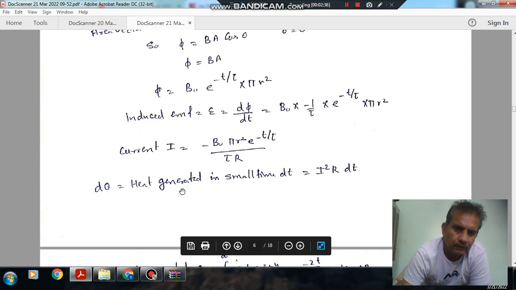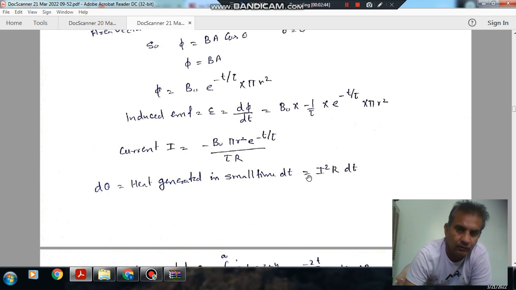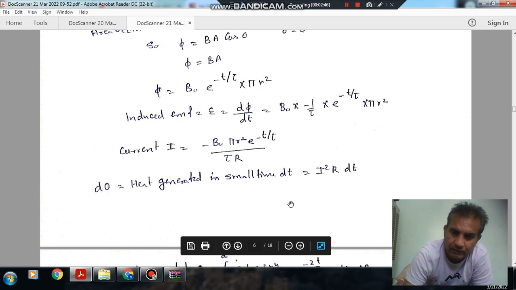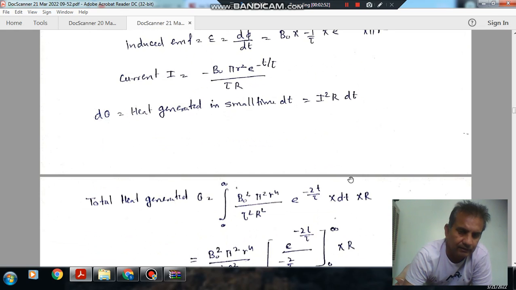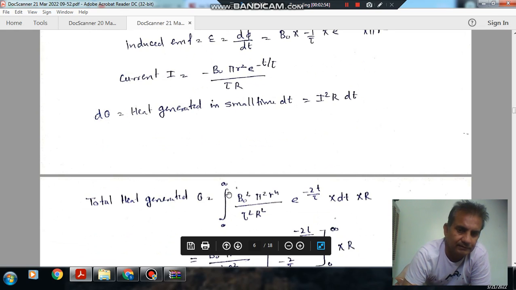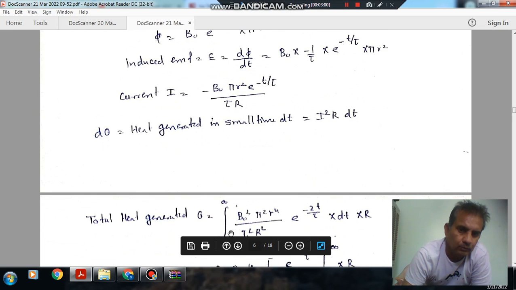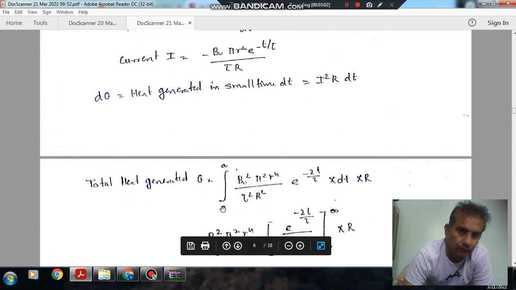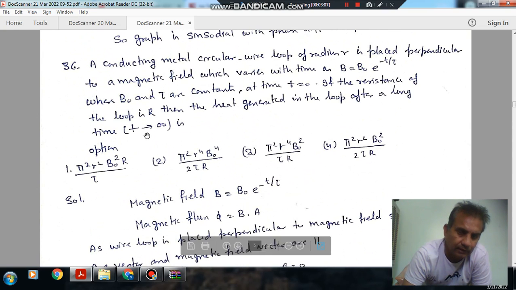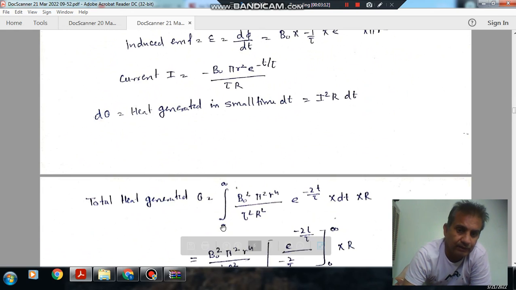So heat generated in a small time dt is given as I square R dt. I square R is the heat generated per unit time, and time is dt, so it is I square R dt. So the total heat generated, taking the time limits, because we have to calculate the heat generated for t equal to infinity, the limits are 0 to infinity.